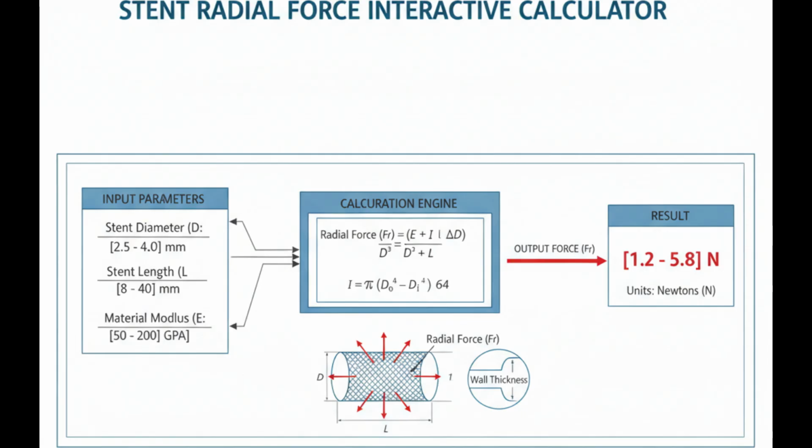diameter 3.2 millimeters. The calculator returns a primary result of 1.505 newtons, radial stiffness of 5.02 newtons per millimeter, force per crown of 0.2509 newtons, and strut stress of 261.3 megapascals. The status indicates radial force within typical range for coronary stents.